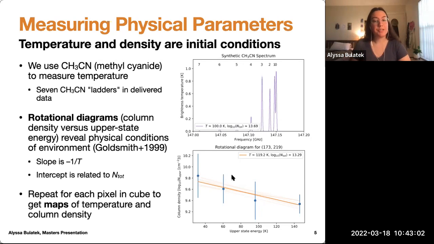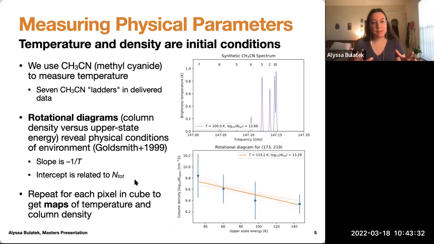plotted against the upper state energy for that line within the ladder, and then you fit a straight line to the points that you've made. The slope of the line is related to the temperature of the emitting molecule. It's the negative reciprocal. And the y-intercept of the line, so the column density when the upper state energy is 0, is related to the total column density of the emitting region. So that's a pretty cool and simple way to extract these properties.